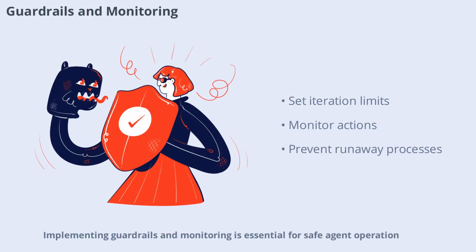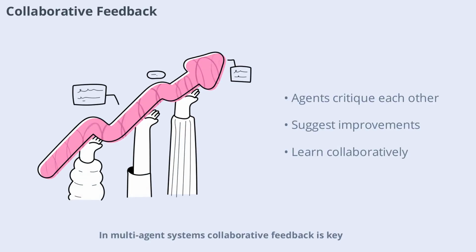Implementing guardrails and monitoring is essential for safe agent operation. By setting limits on iterations, timeouts, and monitoring for repeated actions, you can prevent runaway processes and ensure agents remain efficient and reliable.